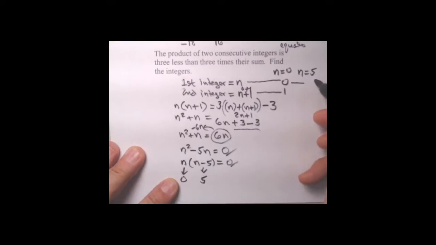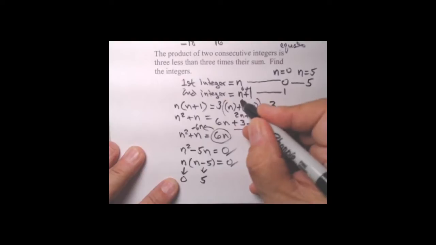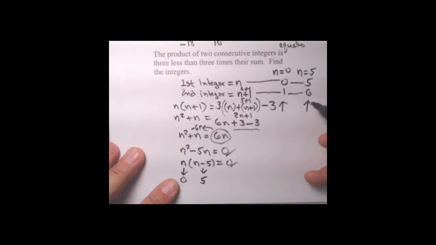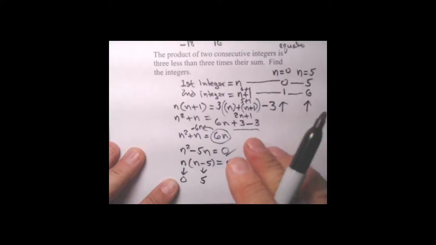So there's a second set of answers. n equals 5, and 5 plus 1 equals 6. So here we go. Once again, you've got 2 different sets of answers you've got to quote. 2 consecutive integers that will solve this are 0 and 1, but another set that will solve it are 5 and 6. Well, see, we sometimes get more than one set of answers on these.